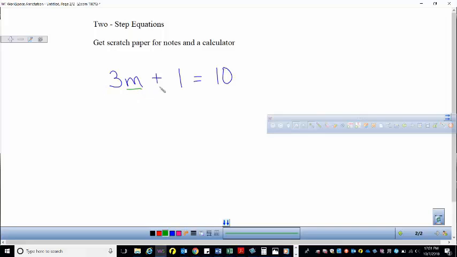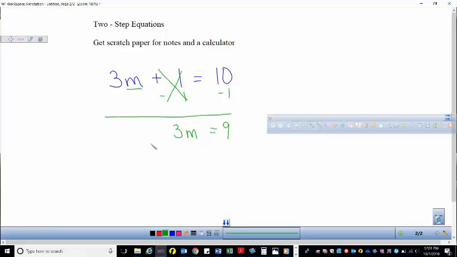M is my variable. So the first thing is I have a multiply and I have a plus. So I start away from the variable. So I'm going to start with the plus. And plus 1, the opposite of plus 1 is minus 1. And I do plus 1 minus 1 is canceling. And then 10 minus 1 is 9. So on the right side I have 9. On the left side I still have 3m.